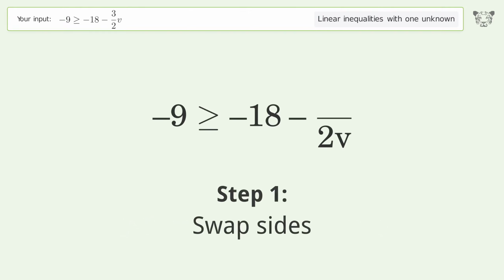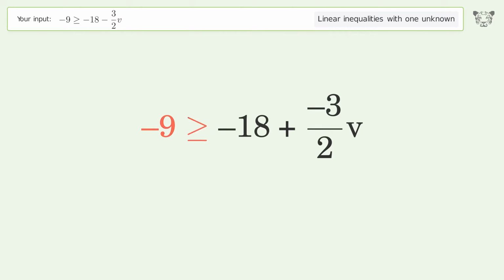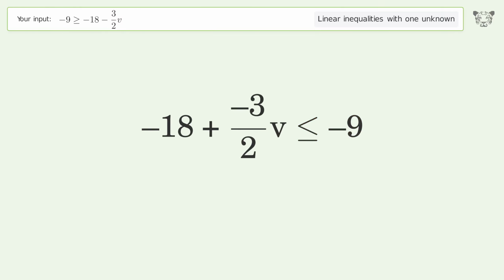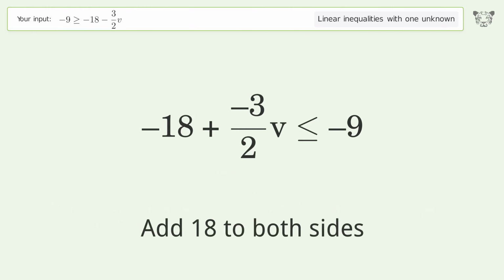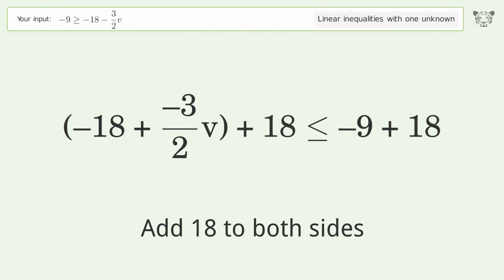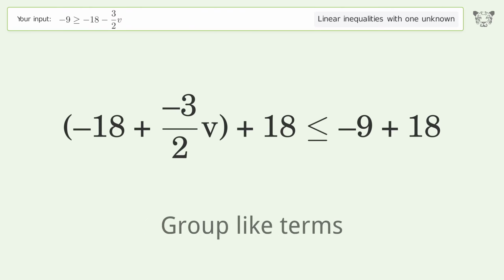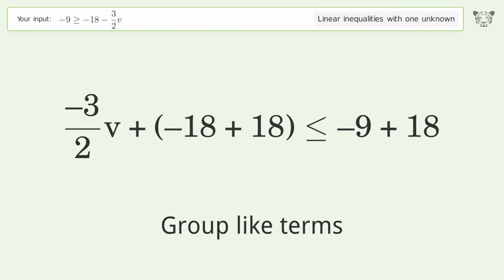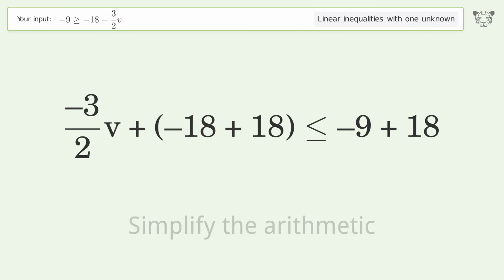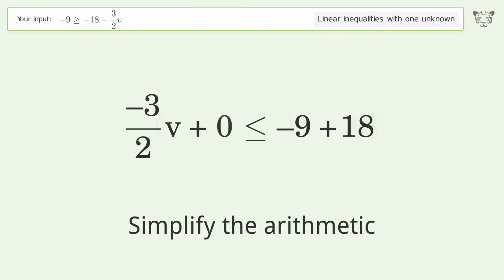Swap sides. Group all constants on the right side of the inequality. Add 18 to both sides. Group like terms. Simplify the arithmetic.